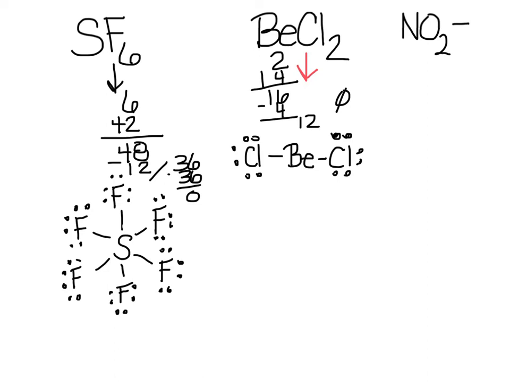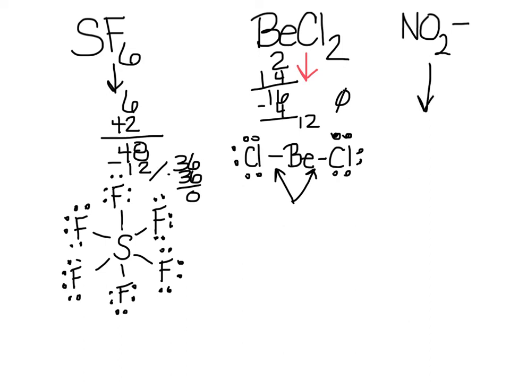Now it looks like our beryllium is going to need double bonds, but remember that beryllium is an exception, and it's okay that it only made 2 bonds here. It's not going to get double bonds, so be very careful with that. If this was something other than beryllium, like carbon or something like that, then yes, you can't leave it alone. Alright, and let's look at our last one.